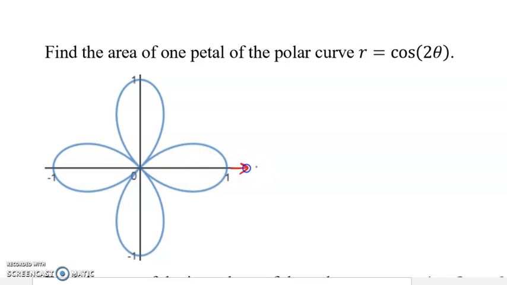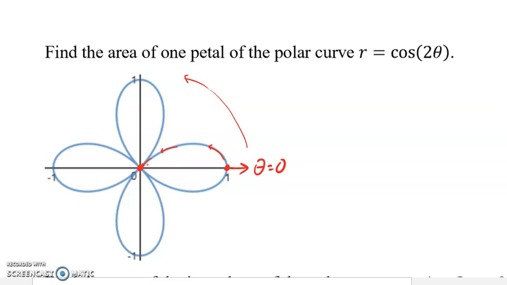We know that theta equals 0 is right here. And when theta equals 0, r equals cosine of 0, or 1. So this is the starting point. And as theta gets bigger, we're rotating counterclockwise, so we're following this curve in this direction. And now my question is, when do we finish tracing out the top half of this petal? Well, it's when we hit the pole. When we hit this point right here, we know that we have finished tracing out the top half of that right petal.